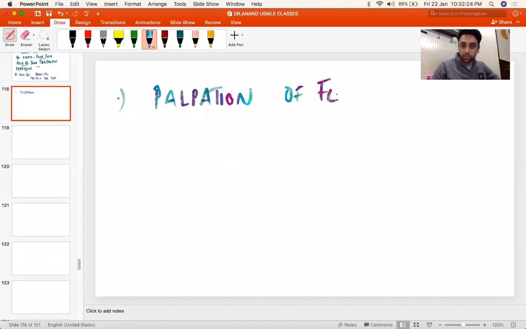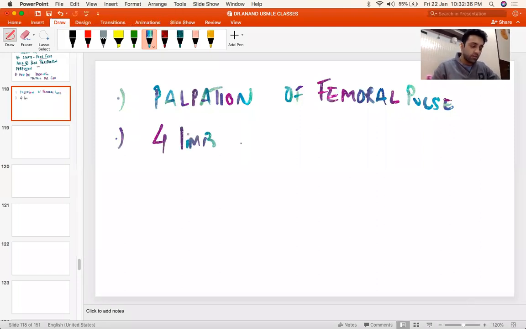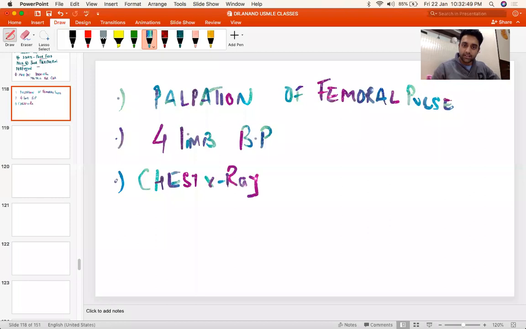Palpation of femoral pulse, is this the diagnostic method of choice for coarctation of aorta? Next we have four-limb blood pressure. Do you think that is the diagnostic method? If I tell you chest x-ray, anyone? Is chest x-ray the best diagnostic method of choice? And if I tell you, okay, auscultation, just auscultate the heart. So what do you think?